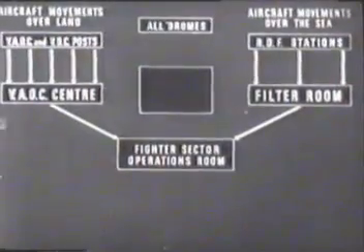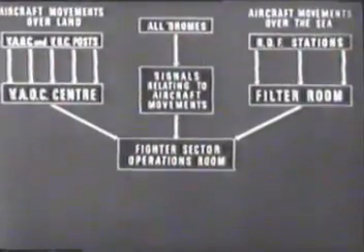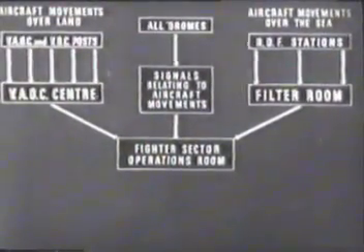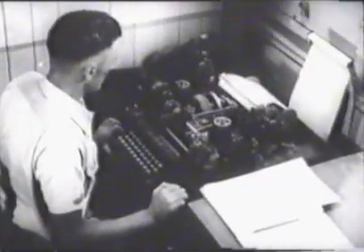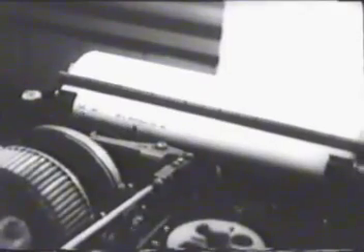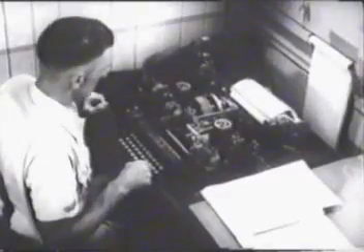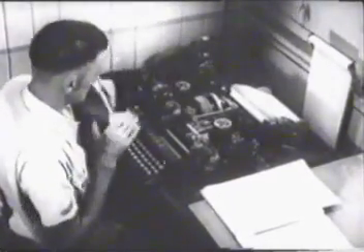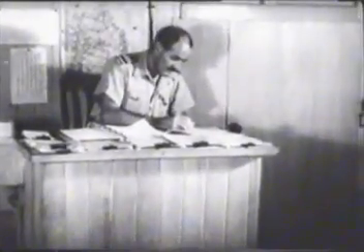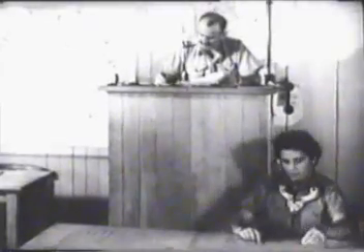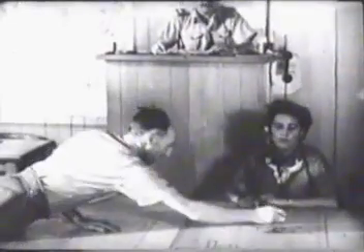From all our aerodromes, aircraft movements are signalled, giving the estimated time of departure and arrival, and the course and height to be flown. Fighter sector and VAOC are included in the distribution of aircraft movement signals. Here, an aircraft movement signal is being received in fighter sector by teleprinter. From these aircraft movement signals, the identification officer at fighter sector determines whether tracks appearing on the table relate to movements of our own aircraft or hostile.